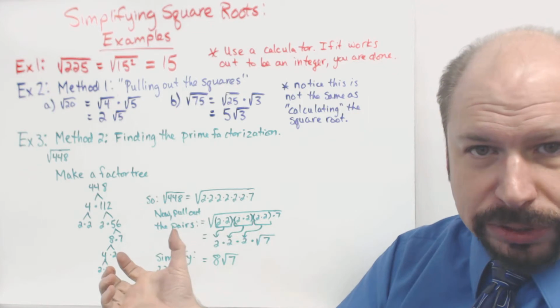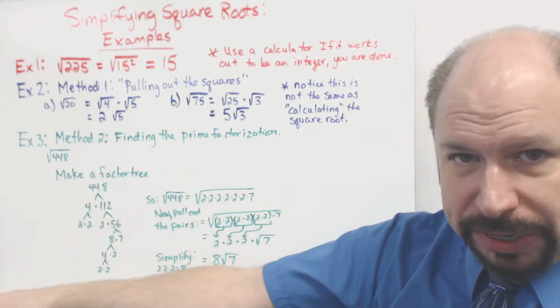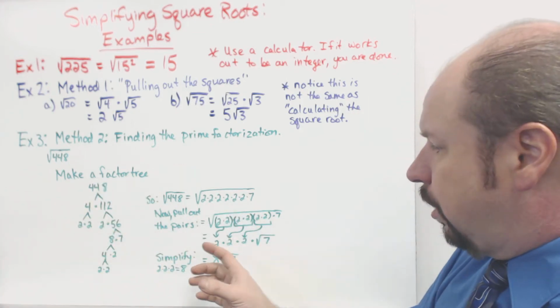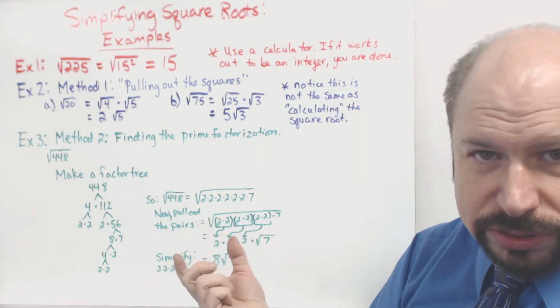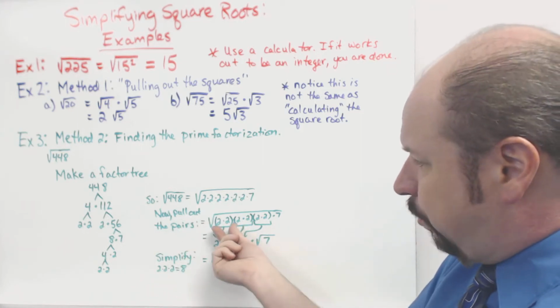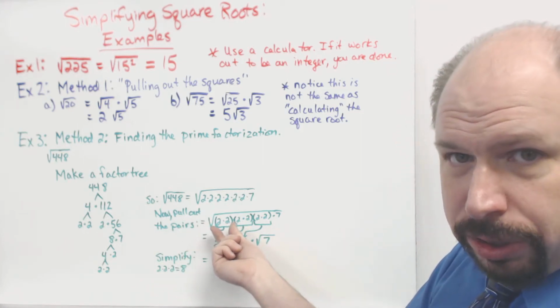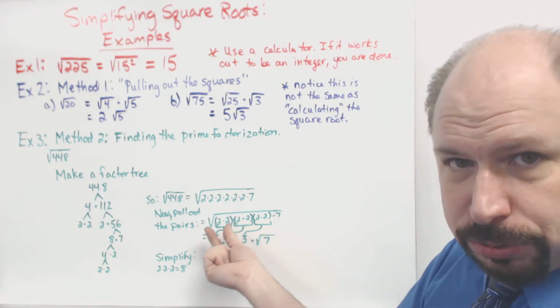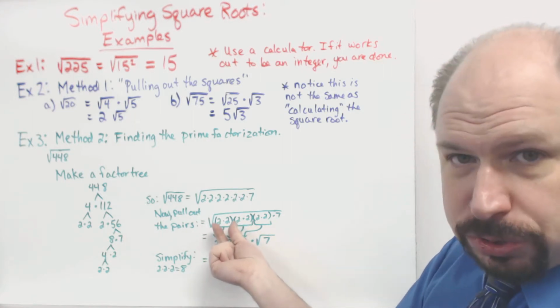So now what we do is we pull out all of the pairs of factors. And by pairs of factors, I mean numbers that are the same. So we have a pair of 2's here. When we pull out that pair of 2's, this is like 2 squared.